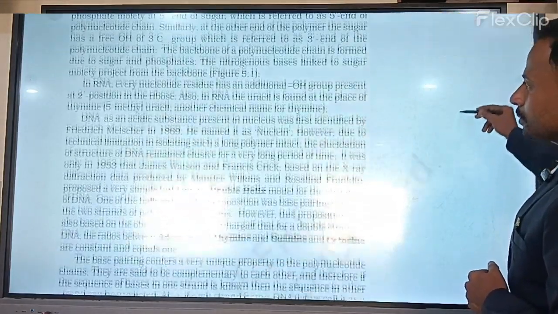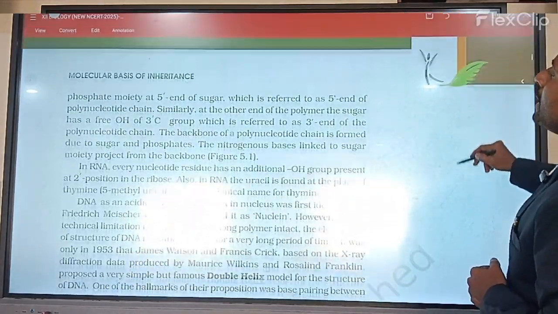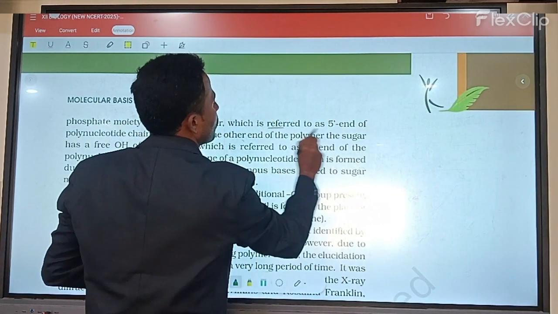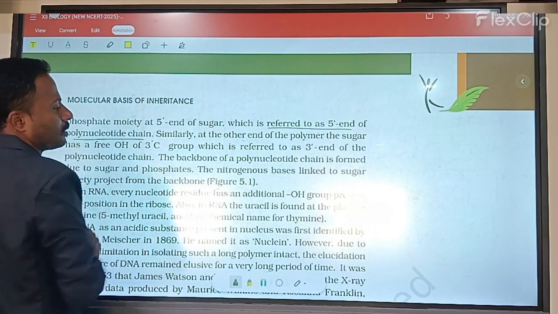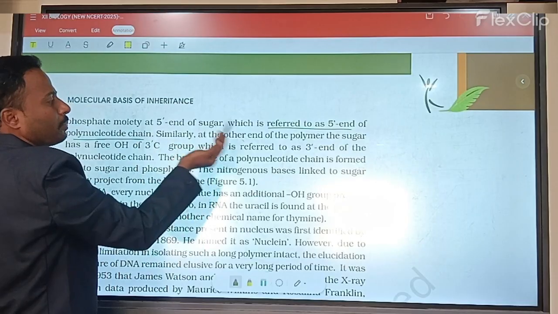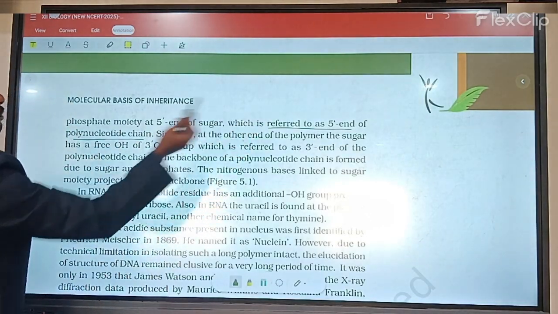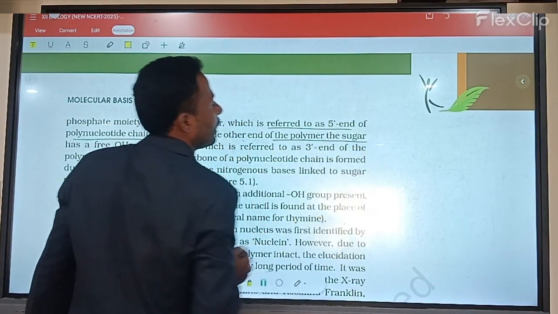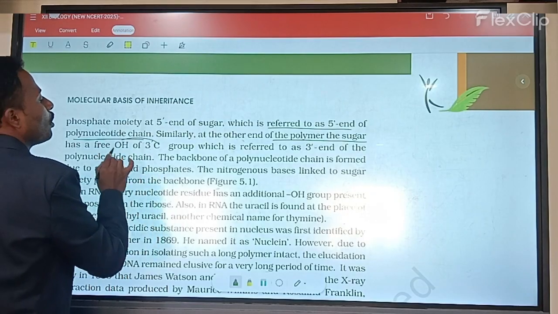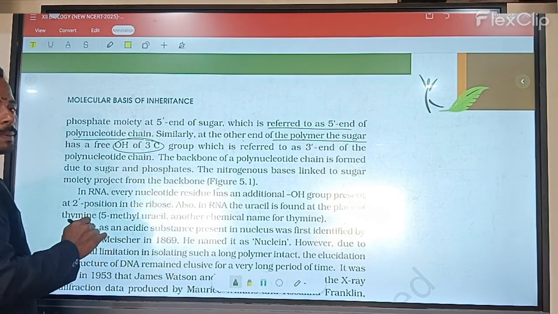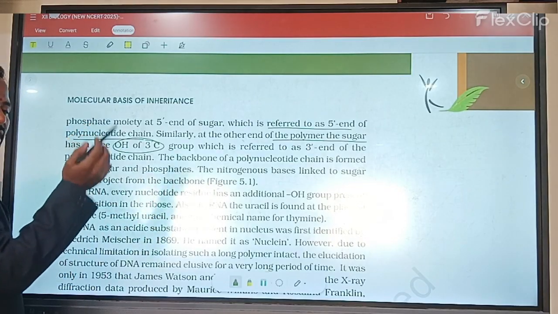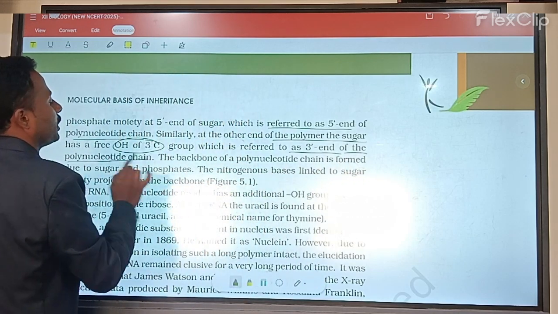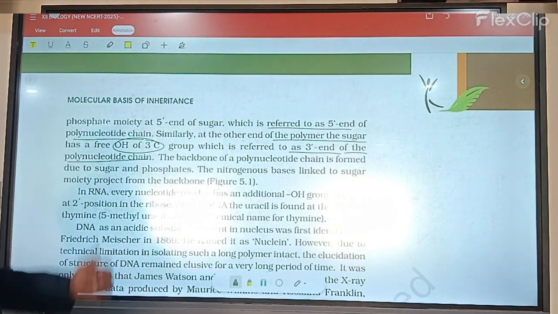Next, the phosphate moiety at the 5' end of the sugar refers to the 5' end of the polynucleotide chain. Similarly, the other end of the polymer has an OH group on the third carbon position. That is the 3' end of the polynucleotide chain. So one is 3' and the other is 5'.